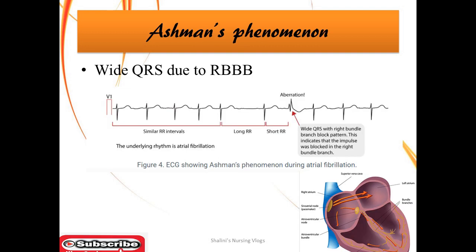Next thing is Ashman's phenomenon. Ashman's phenomenon is not very common, but I'd like to brief you on it. What does it mean? When you see an aberration on an ECG strip with atrial fibrillation, it is called Ashman's phenomenon. Let us look at this picture for better clarity.